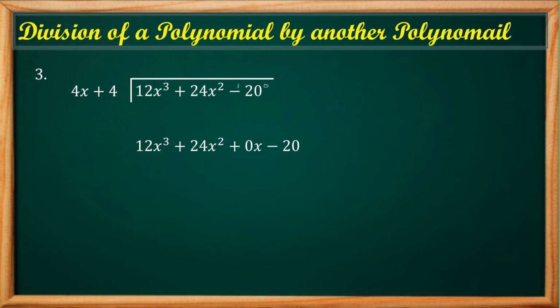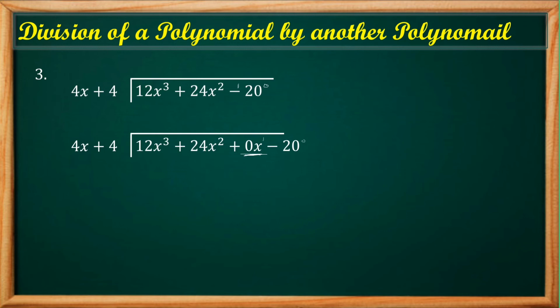Kaya magdadagdag tayo ng 0. Try to observe. 12x cubed plus 24x squared plus 0x. Ito yung dinagdag natin. Okay? Kasi wala yan dito. The exponent here is 1. Then here is 0. Diba? Okay. Then don't worry, kahit nag-add tayo, still the same, 0 pa rin yan. Kinumplete lang natin yung arrangement natin in the standard form para hindi tayo mahihirapan in the next process in the division of polynomials. Okay, divided by 4x plus 4.